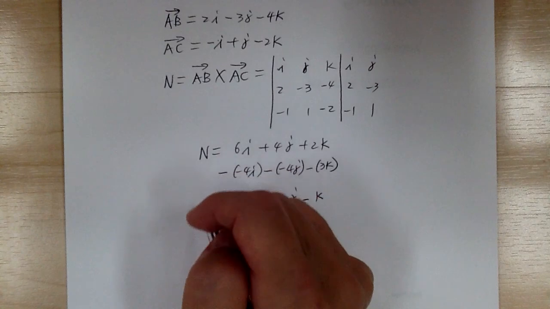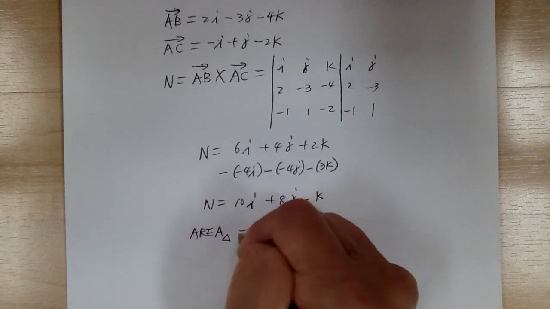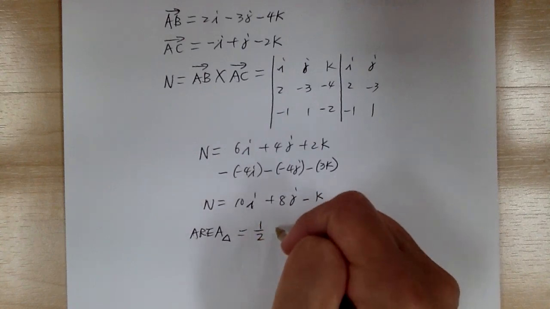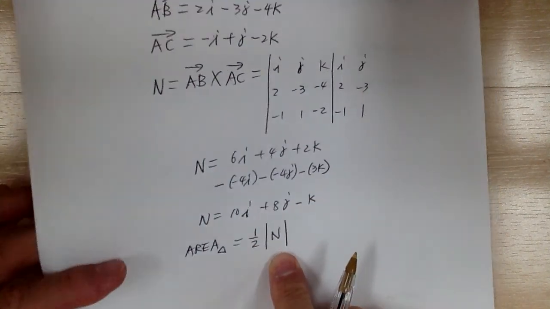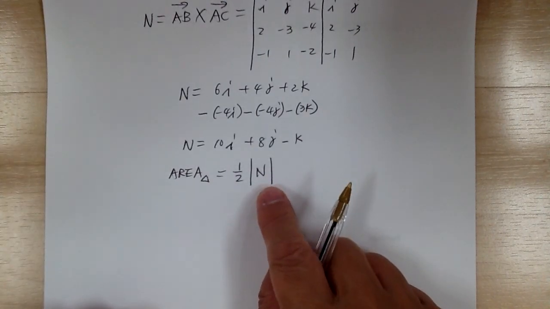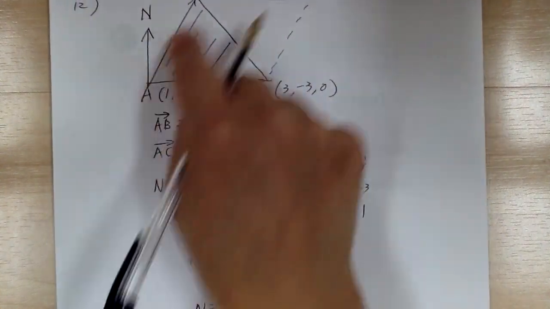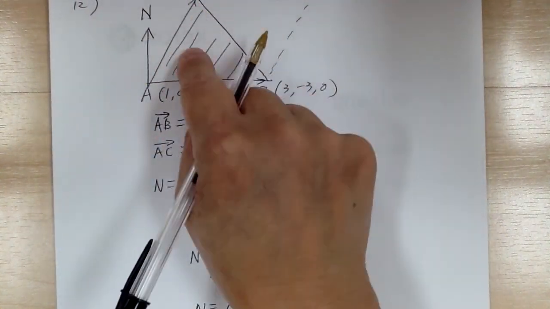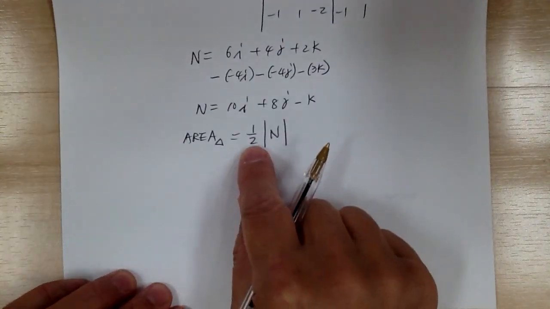Okay, so now you're looking for the area. So area of the triangle is going to be equal to 1/2 of the magnitude of the normal. Again, the magnitude of the n will give you the parallelogram, right? But because you only have a triangle, the triangle is 1/2 of the parallelogram. Okay, so you can remember triangle is 1/2.